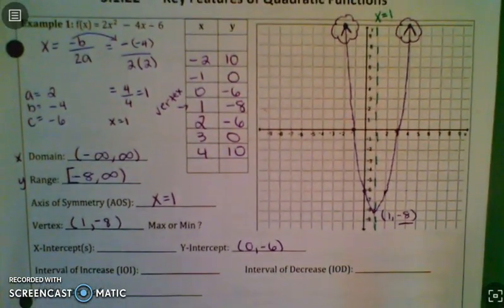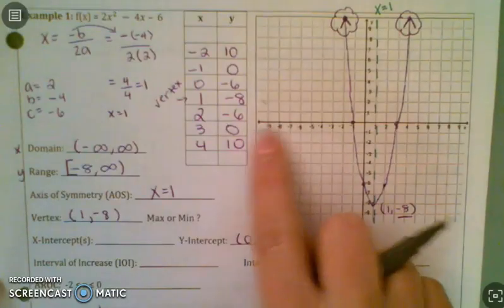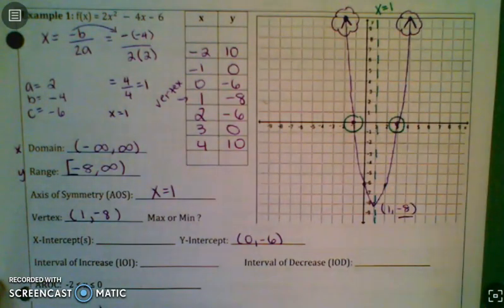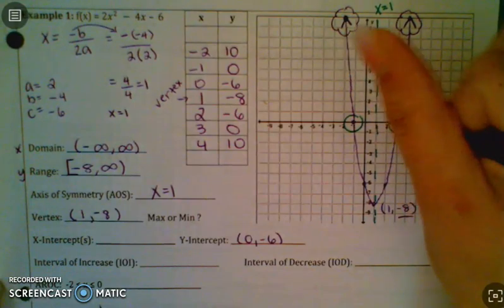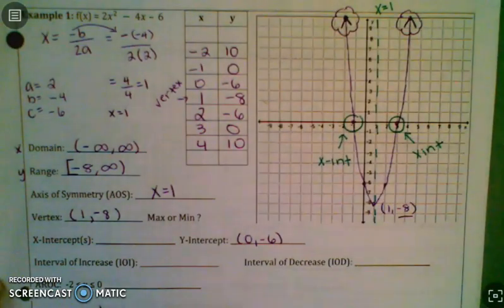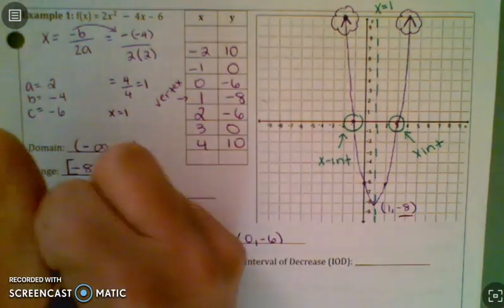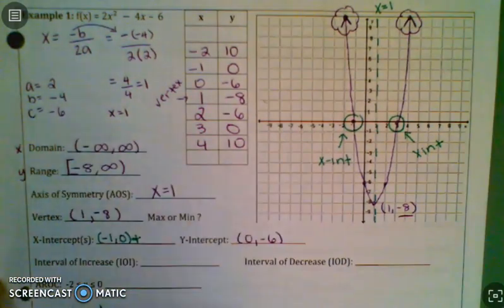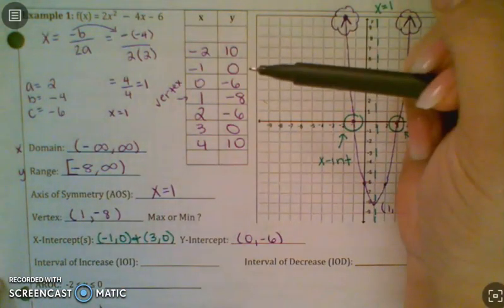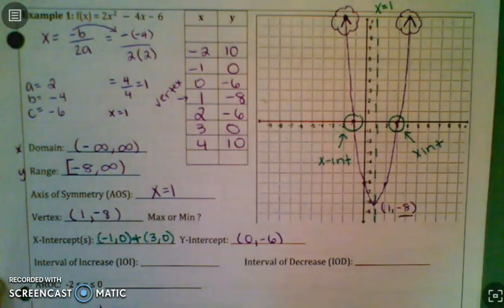Okay, let's go back to x-intercepts. X-intercepts are where it's going to cross the x-axis. So here's my x-axis. It crosses right here, and it crosses right there. These are your x-intercepts. So my x-intercepts are at -1 and 3. That's (-1, 0) if we write it as a point, and (3, 0). We could also see that from up here, (-1, 0) and (3, 0).